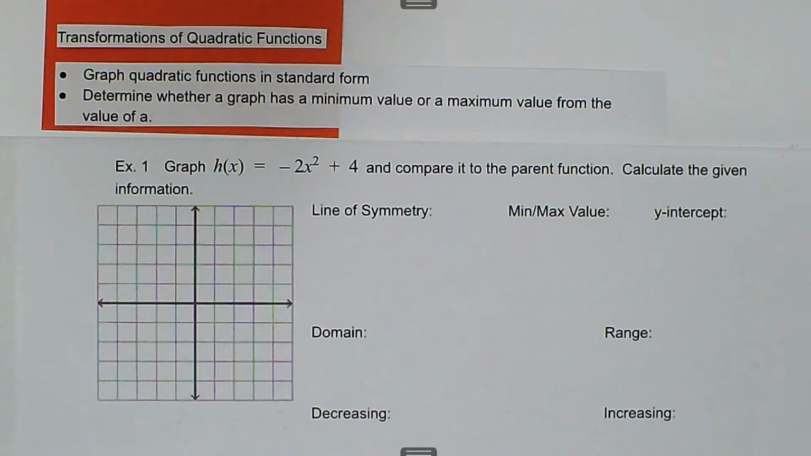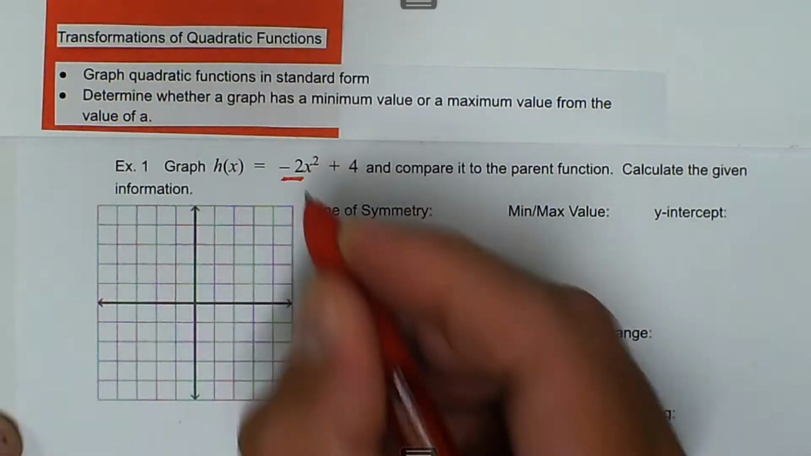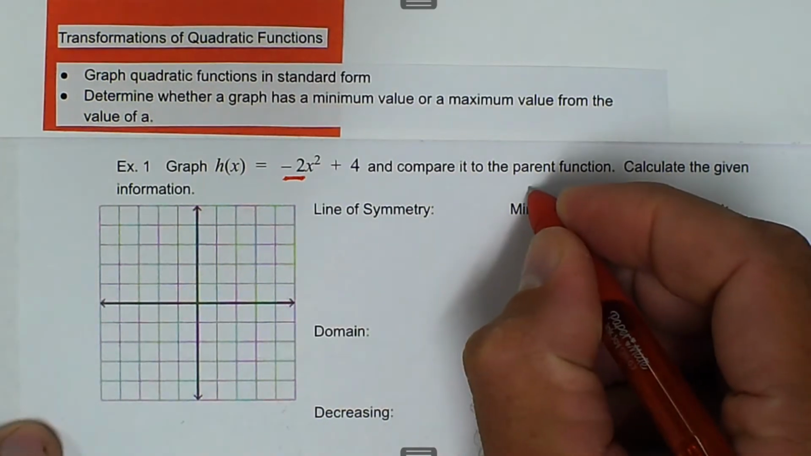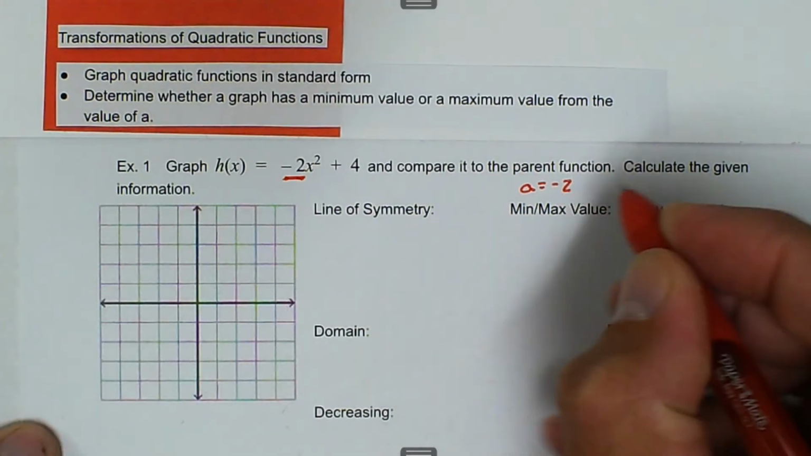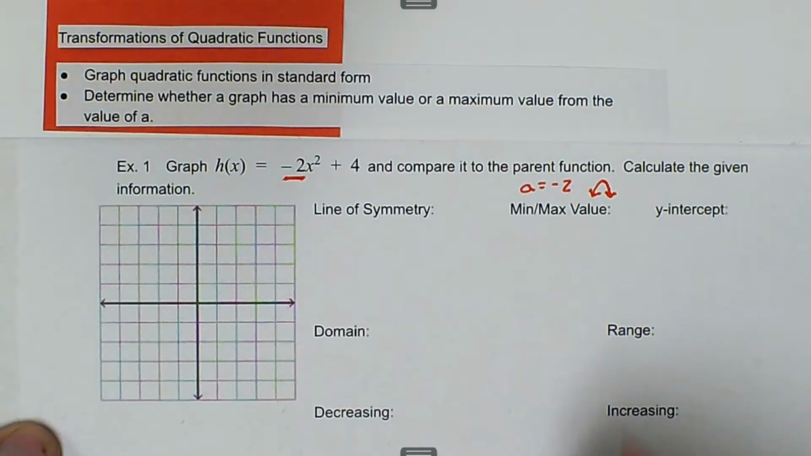We were talking about transformations of quadratic functions, and you want to graph quadratic functions in standard form and determine whether a graph has a minimum value or a maximum value from the given a value. So minimum or maximum right now, we can look at this and we're going to say that we have a is equal to -2. So that means that our graph is going to open like this. So we're going to look that we're definitely going to have a max value.